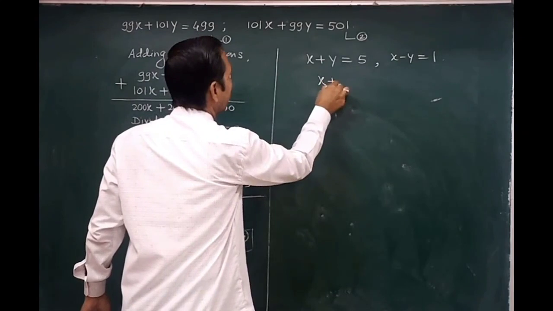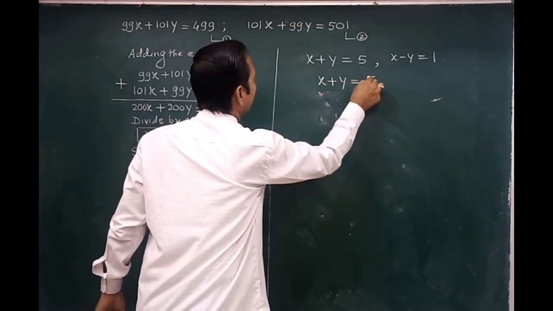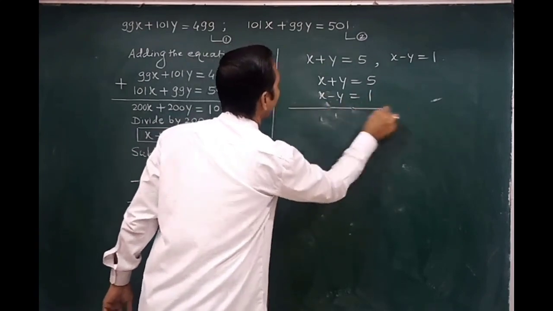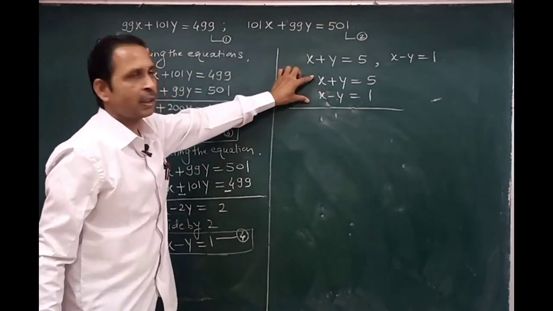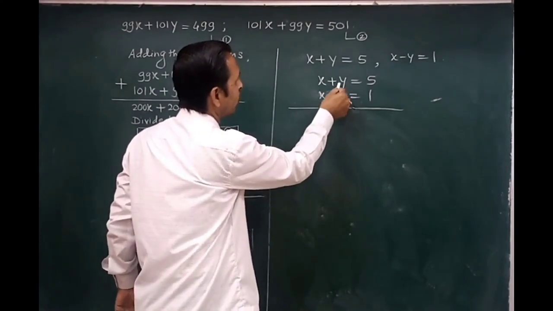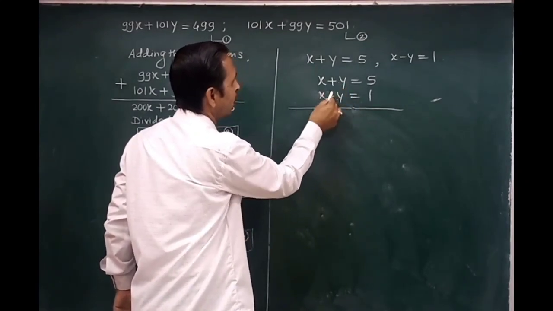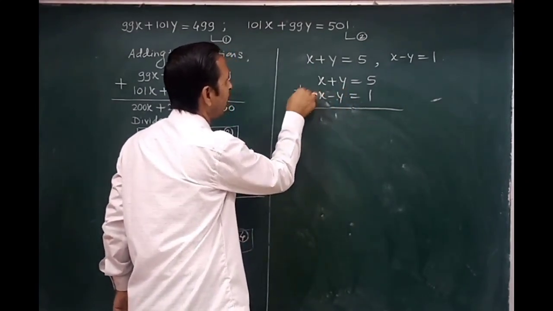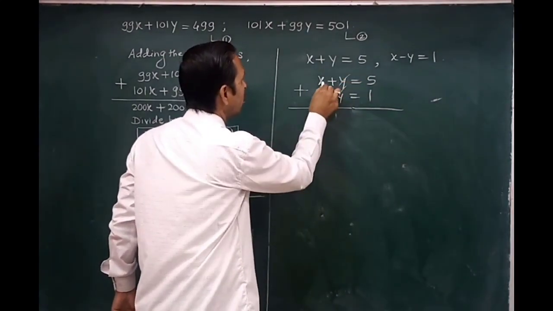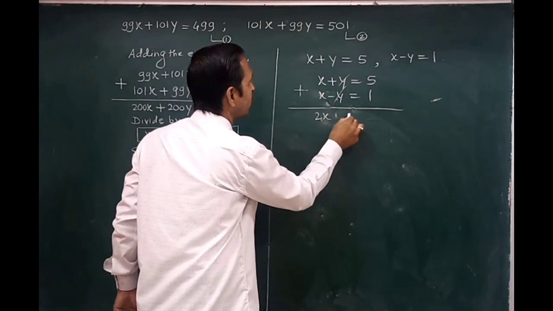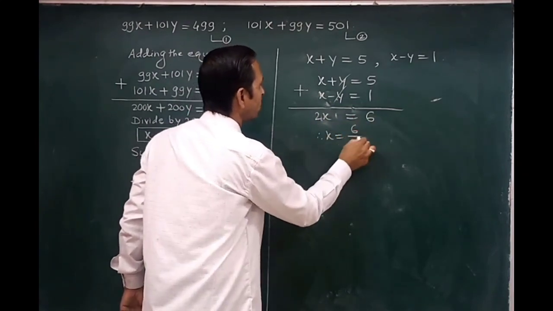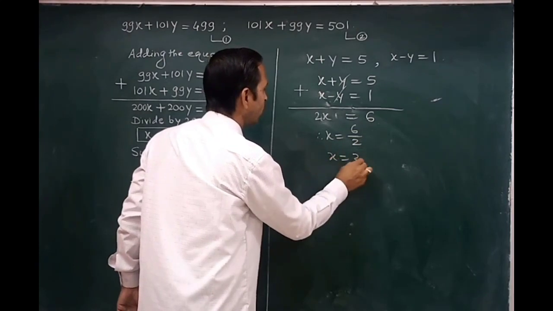Now write these two equations one after another, like this. If you observe, the coefficient of y is the same and the signs are different, so we add these equations. y and y cancel here, and x plus x, that is 2x, is equal to 6, and so x is equal to 6 upon 2, x is equal to 3.